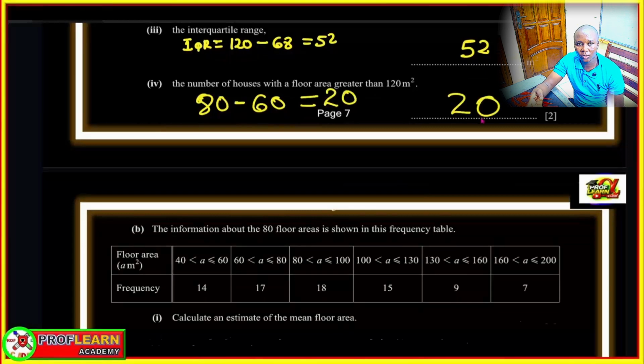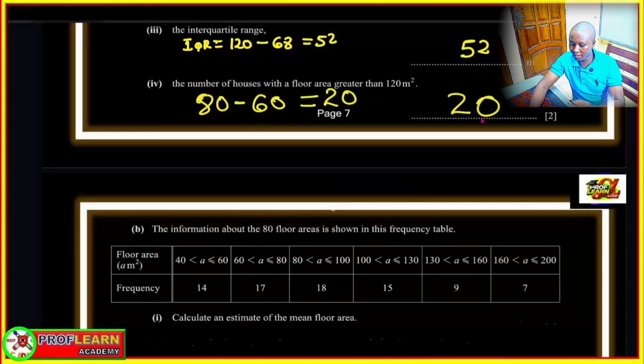And of course, a question to do with probability can come here, whereby maybe you can be asked what's the probability of houses or households with area more than 120. You can now say probability will be 20 over 80. So you can be asked a question like that. So I believe you can be in a position now to answer them.